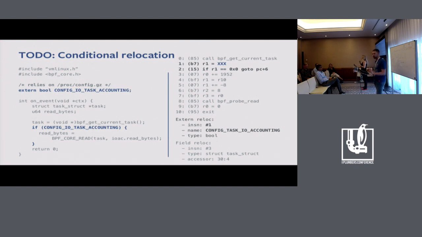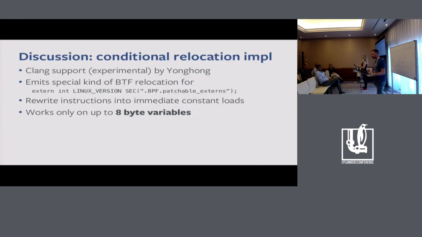And the thing that's up for discussion is two ways to implement this. John Fastabend already implemented experimental support in Clang. The way that you do it, you put the extern variable declaration in a special section, and Clang will recognize that and rewrite your instructions in such a way that the instruction that actually tries to load the value of the extern variable will get it as an embedded instruction. So it's easy for libbpf to just replace that embedded constant with the actual value once we load it on the target machine. The problem with that is that it only supports up to 8-byte accesses, of course, because we don't have an instruction that has more than an 8-byte immediate constant.